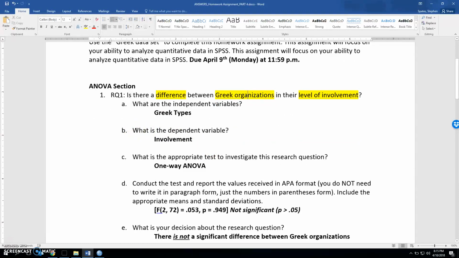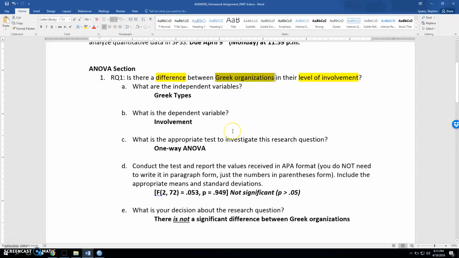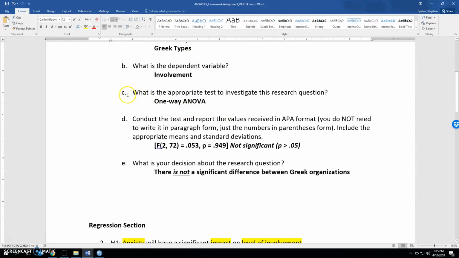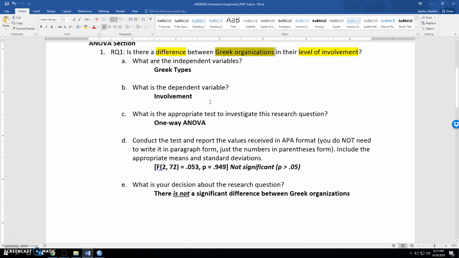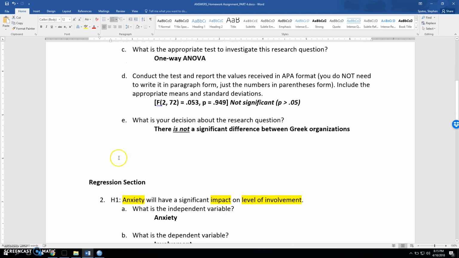The second question says, what is the dependent variable? In this case, that's going to be involvement, as this is the variable that will change depending on what category we are looking at. And then for part C, what is the appropriate test to investigate this research question? That would be a one-way ANOVA. If you are looking in your cheat sheet, you should see that that is the correct answer. So now it's time to run the test and get our numbers. Let's go ahead and take a look.